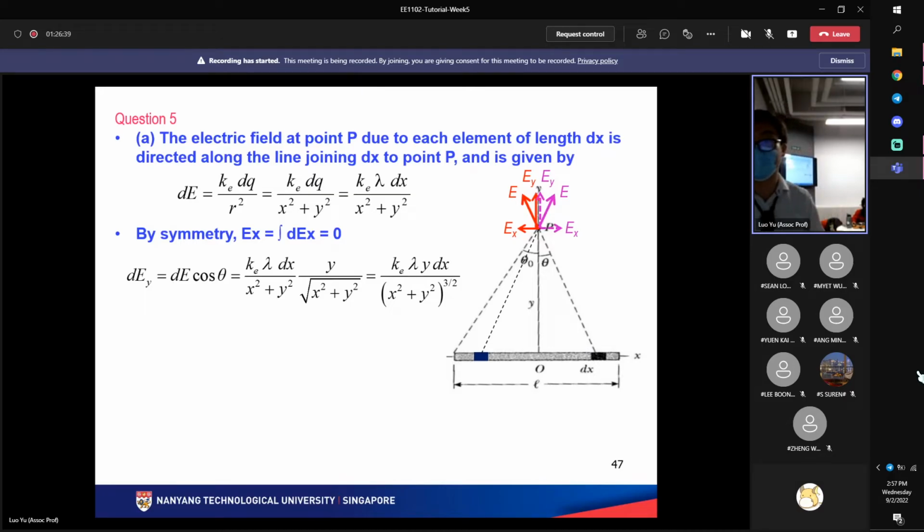For the y component, we can no longer do it by symmetry. We need to do the integration.